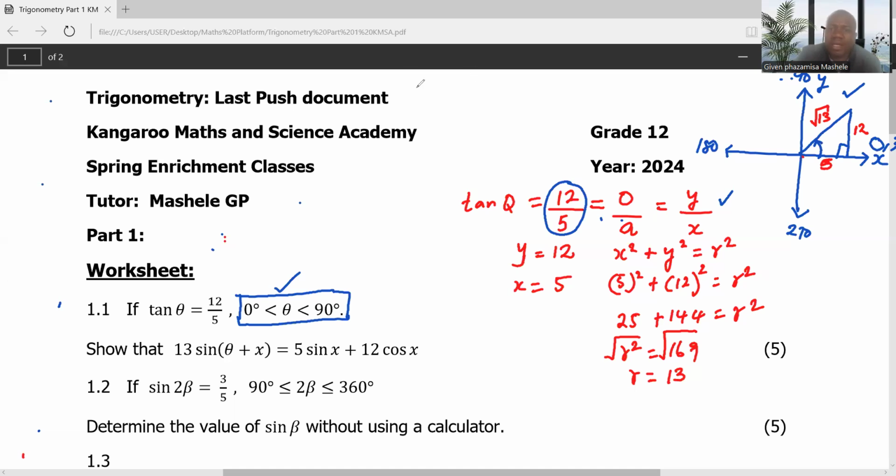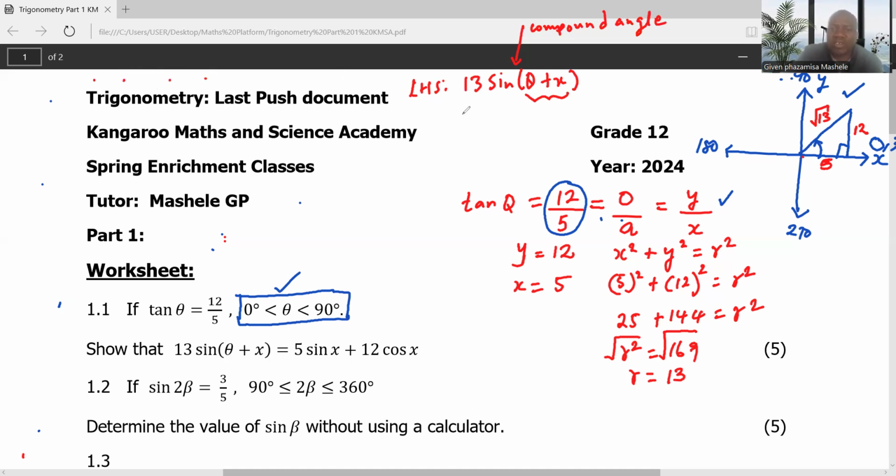On the left-hand side, we have 13 sine(theta + x). Look, theta plus x: we took two angles added together and applied a trigonometric ratio. It means this is a compound angle, now a compound angle for sine. We know the compound angle for sine is sine, cos, sine, unlike cos, which is cos, sine, sine.